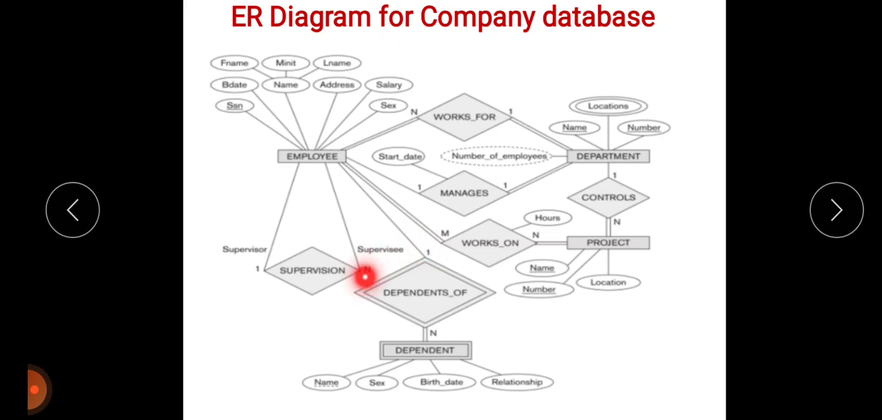As I said before, this weak entity is connected with a weak relationship to the employee. Any one employee has a dependent. Hope you have understood the complete ER diagram for the company database.